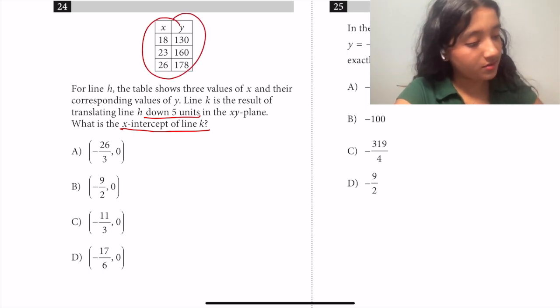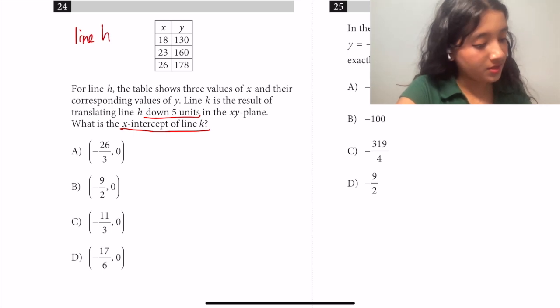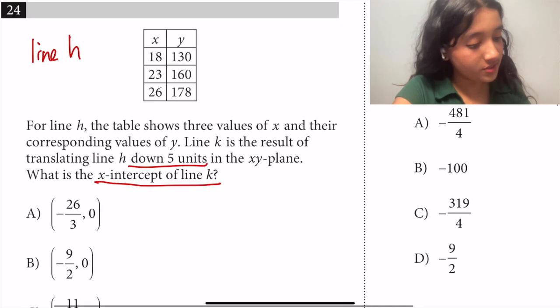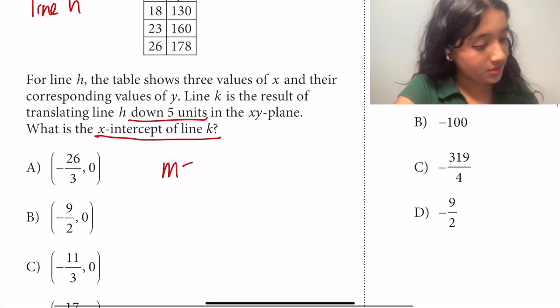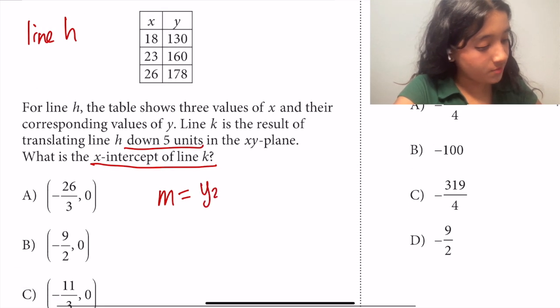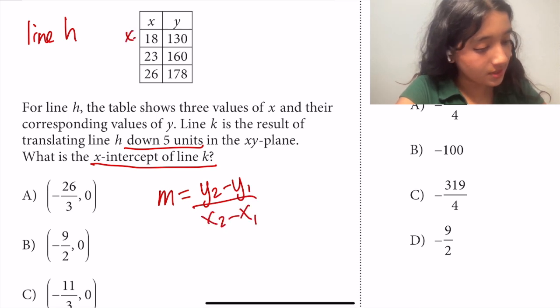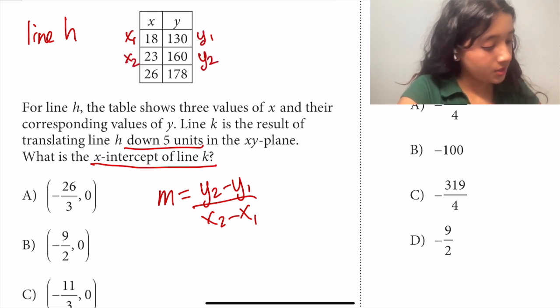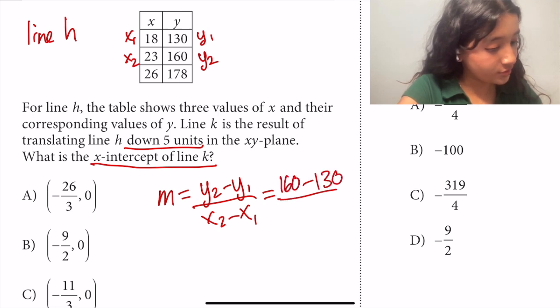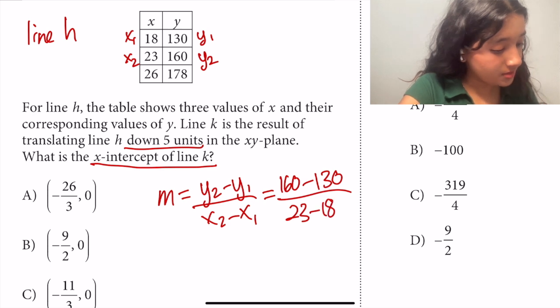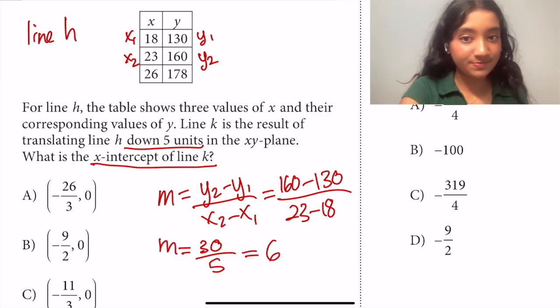So this information is all for line H, and we can solve for the slope first. So we know that slope is equal to y2 minus y1 over x2 minus x1. And in this case, we can say that's x1 and y1, x2, y2. So this is equal to 160 minus 130 over 23 minus 18. And that means that our slope is equal to 30 over 5, which is equal to 6.